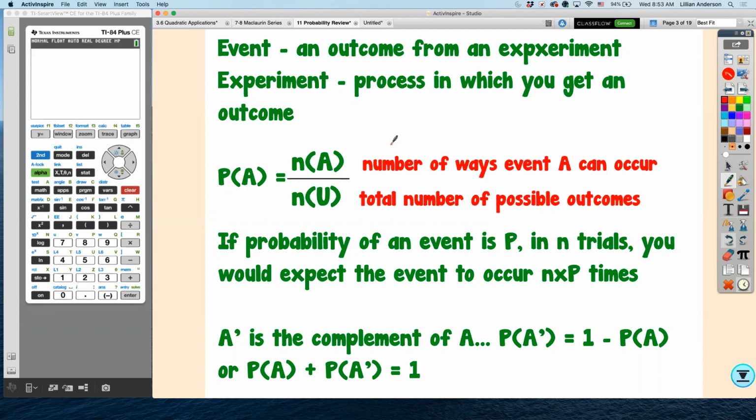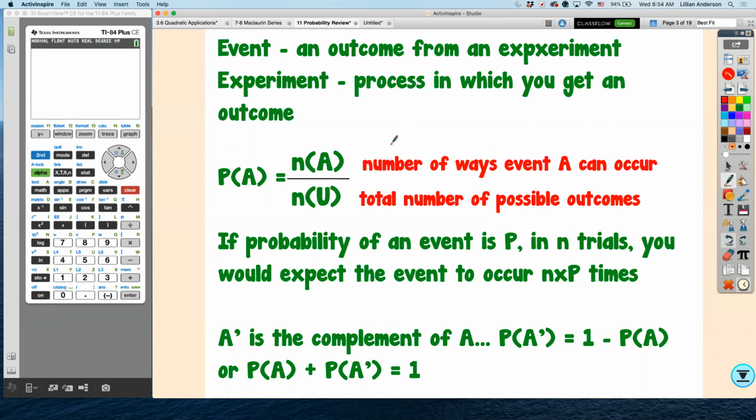So if I roll a die, how many possible outcomes could I have? 6. I could have 6. And then if I am rolling a die to see the probability of getting an even number, how many ways can I get an even number? 3. So then 3 over 6, which would be 1/2.